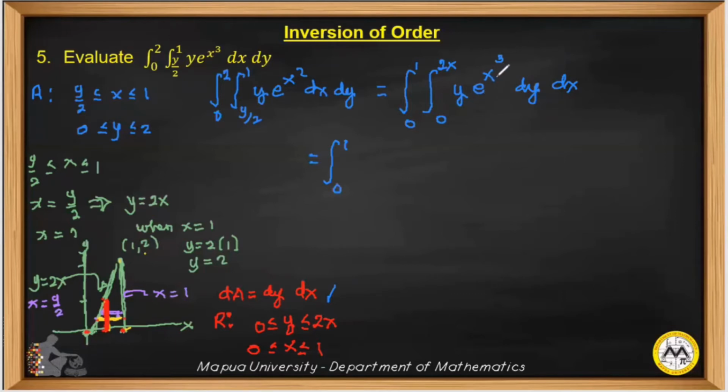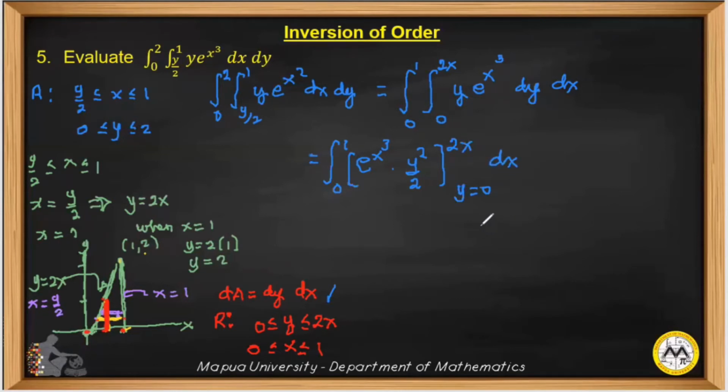Therefore, e raised to x cubed is a constant. So we integrate y dy, and the integral of y dy is y squared over 2. So that gives us the constant e raised to x cubed. Okay, the integral is y squared over 2, and we have to evaluate this from the lower limit y equal to 0 to y equal to 2x, then times the differential of x.